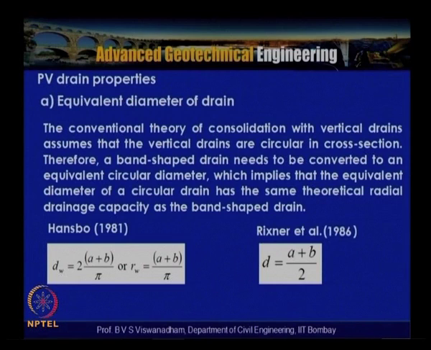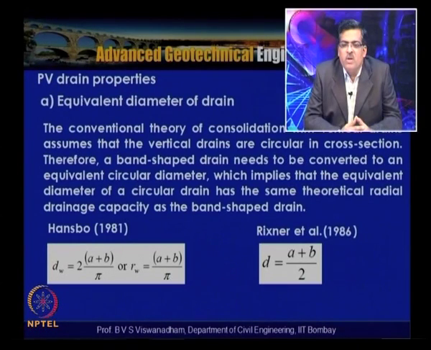Now let us look into certain prefabricated vertical drain properties. There are three basic things. One is the equivalent diameter of a drain, which was discussed in the previous lecture. The conventional theory of consolidation with vertical drains assumes that the vertical drains are circular in cross section. Therefore, a band shaped drain needs to be converted to an equivalent circular diameter, which implies that the equivalent circular drain has the same theoretical radial drainage capacity as the band shaped drain.